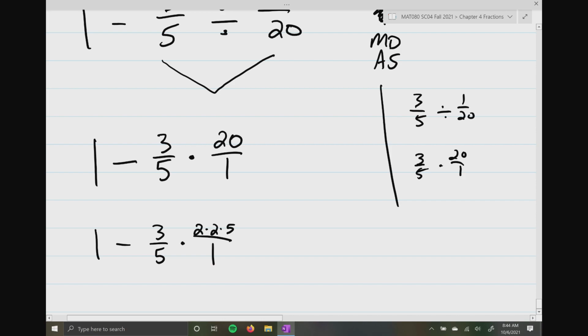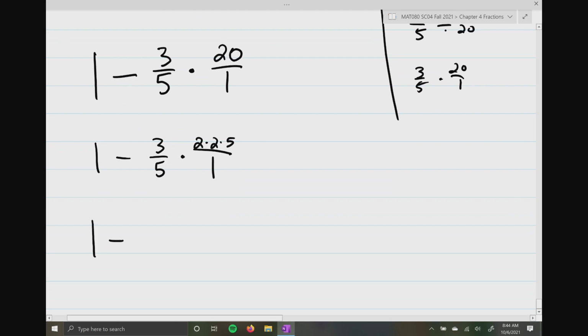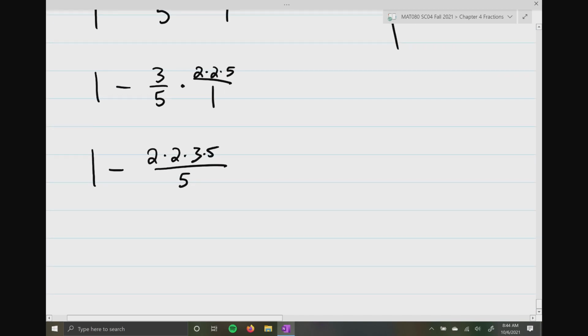20 is 2 times 2 times 5. Now, I'm going to write one big numerator, one big denominator in order. And then from here, I'm going to simplify. I can reduce the 5s. Does that make sense so far, everybody? So I get 1 minus 2 times 2 is 4, times 3 is 12. And then 1 minus 12 is negative 11. Does that make sense?